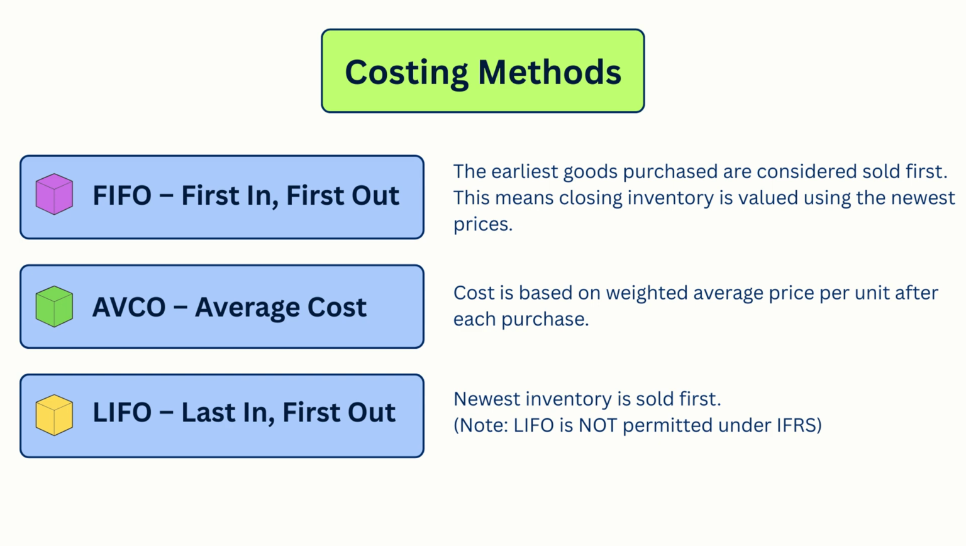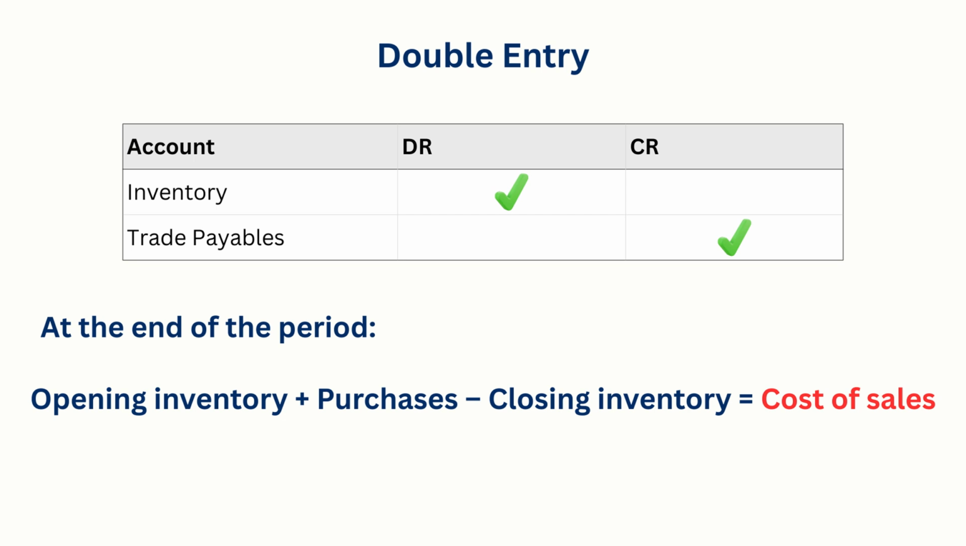The second method is AVCO, average cost. This takes the total cost of all inventory purchased and divides it by the total units, giving an average cost per item. The third method is LIFO, last in, first out, where the most recently bought items are assumed to be sold first. It's important to note that LIFO is not allowed under IFRS, but you may still see it in some countries. These methods affect profit, closing inventory value, and your financial statements differently, so choosing the right method is crucial.